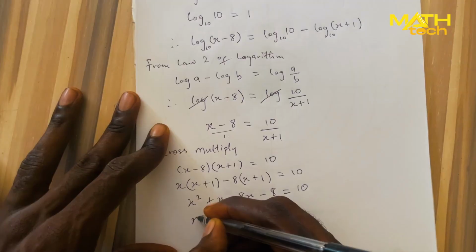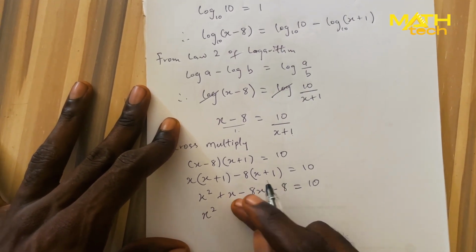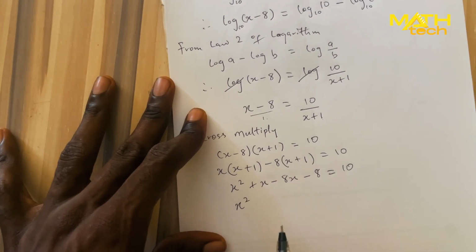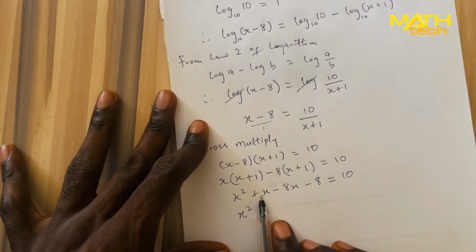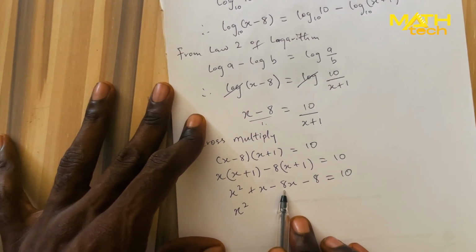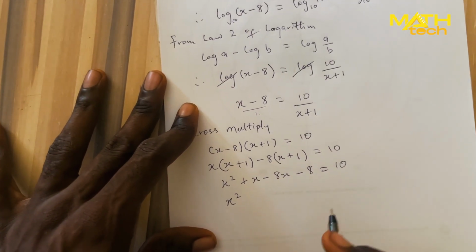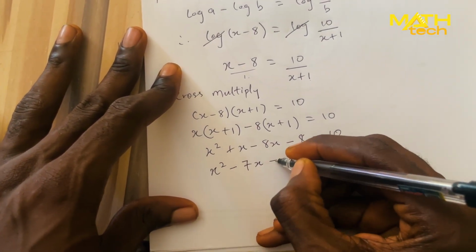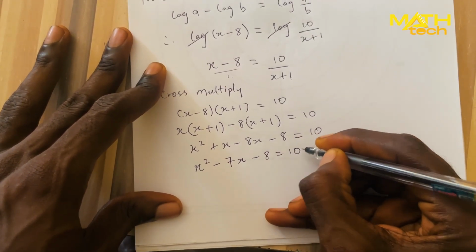So here we have x squared plus x minus 8x. Don't forget that this x has a coefficient of 1, and this other x has a coefficient of 8. So 1 minus 8 gives us what? Minus 7. So we'll have x squared minus 7x minus 8 equal to 10.